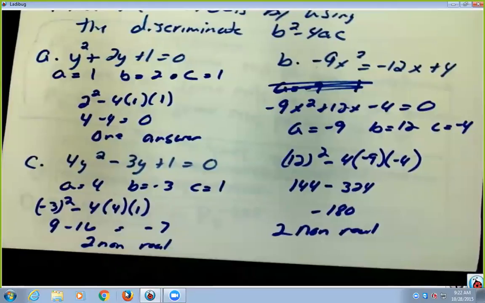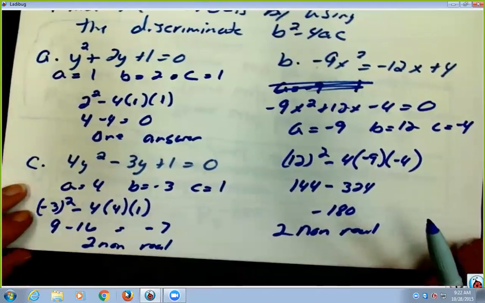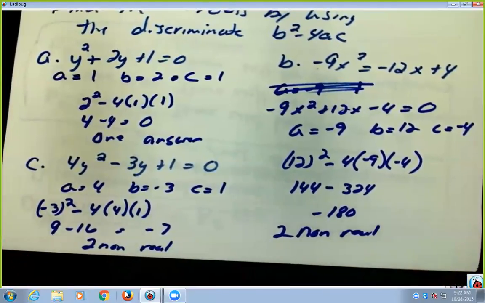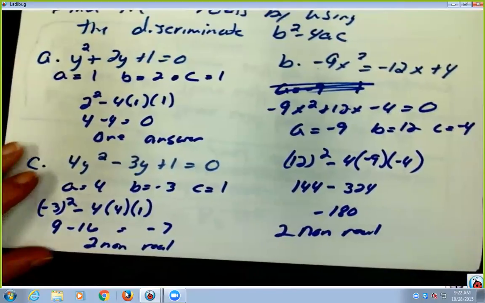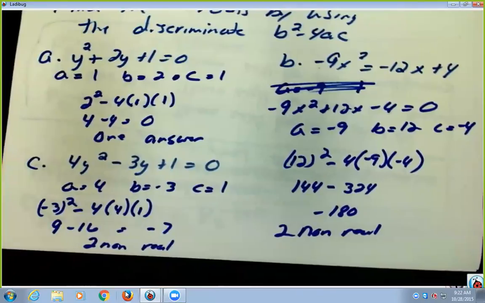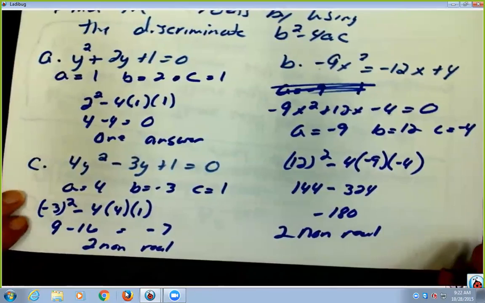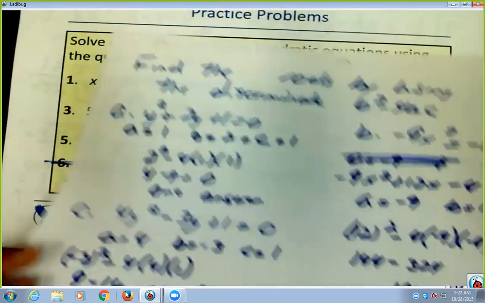Okay. Questions with discriminants? Again, write that formula over and over and over so that you get the habit of knowing what it is. It's not really too hard to remember once you work on it. So that's what happens with those.